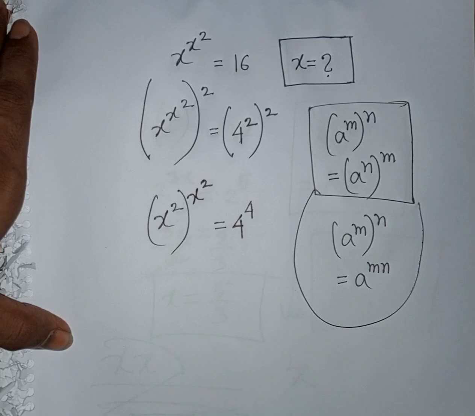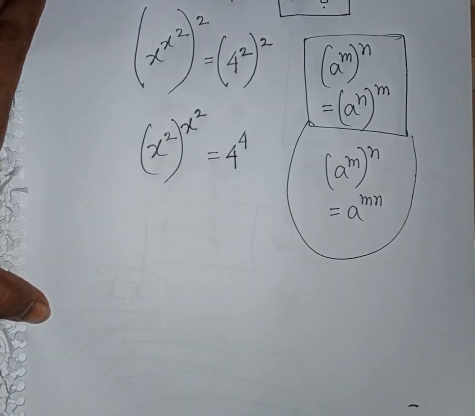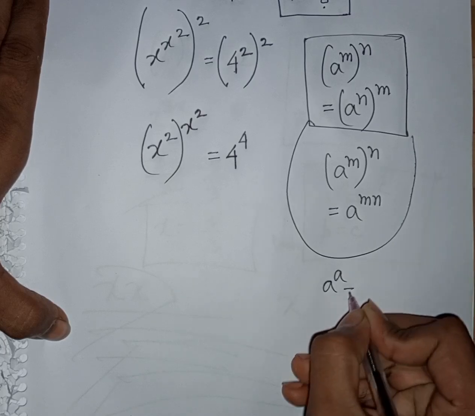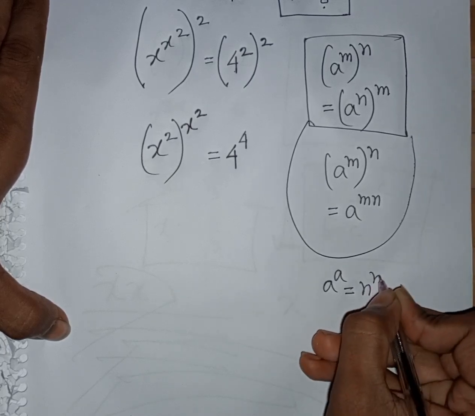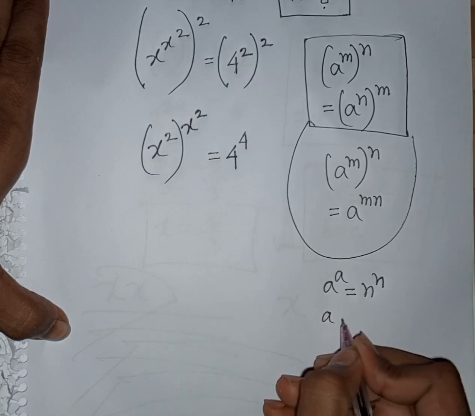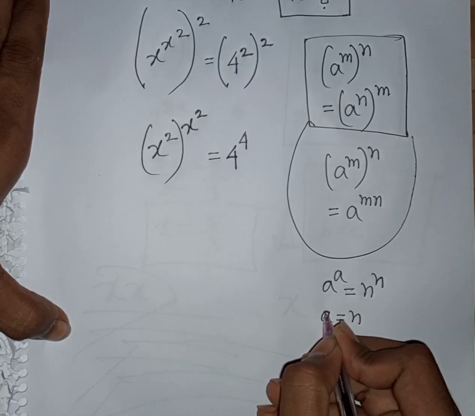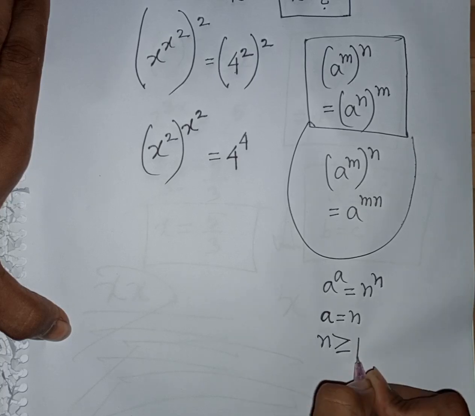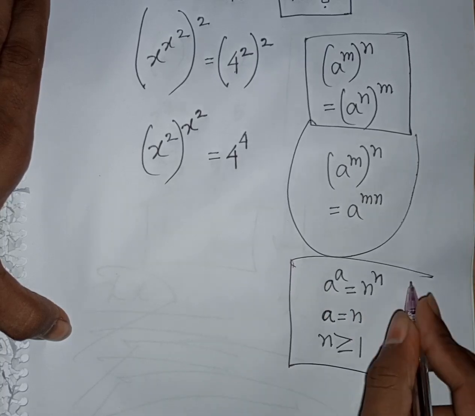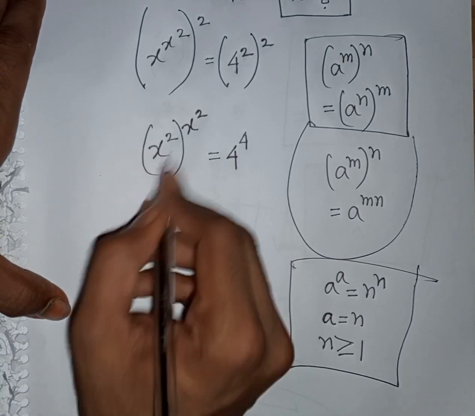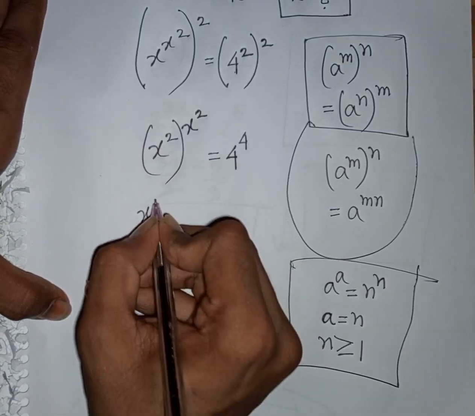Now here I can apply a rule that a power a is equal to n power n. So a will be equal to n, where n is greater than or equal to 1. So according to this rule, I can compare here x square will be equal to 4.